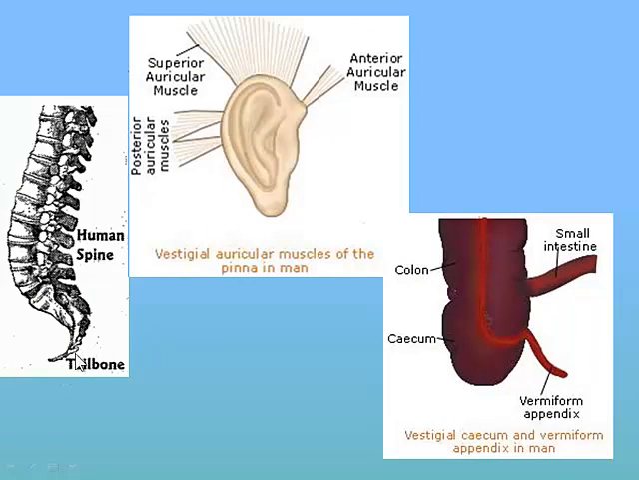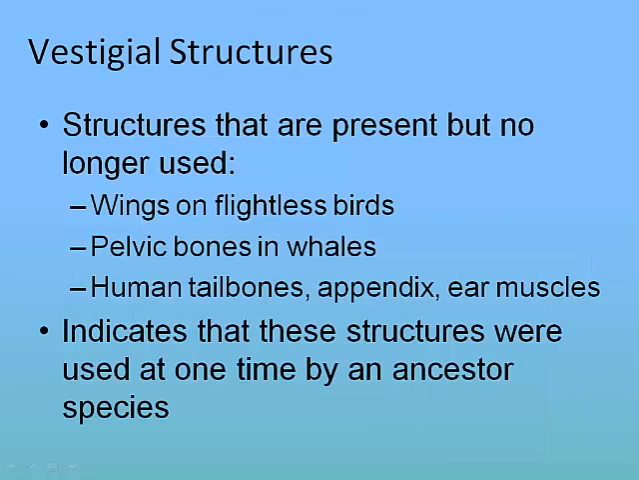We have tail bones, yet we have no tail. We have muscles that are used in other animals for moving their ears, but we can't move our ears. We can't swivel our ears like cats and dogs do. And we have an appendix. It's a tiny little structure now, but this structure is used in other animals to digest large amounts of plant material. A horse has an appendix that's 4 feet long. Vestigial structures are structures that were used at one time by an ancestor species, but their function has been lost to us, yet we still have the structure.